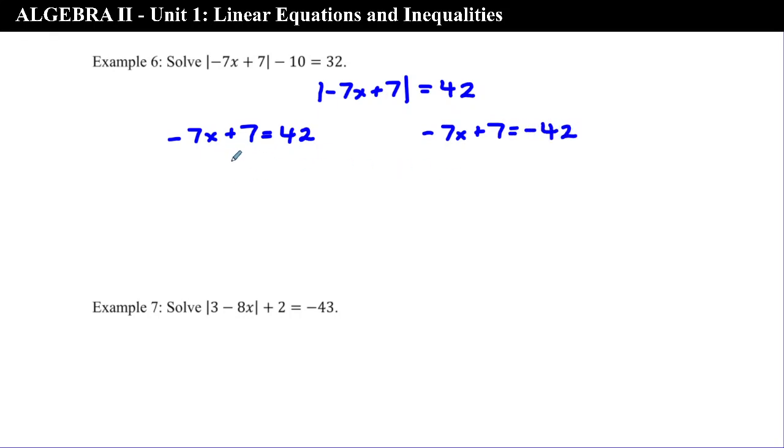Okay, so when we do this left equation, we get negative 7x equals 35. When you subtract 7 from each side and divide each side by negative 7, x equals negative 5. Similarly, on the other one, negative 7x equals negative 42 minus 7, so that's negative 49. Divide each side by negative 7, you get x equals 7. So your set of solutions would be negative 5, 7.